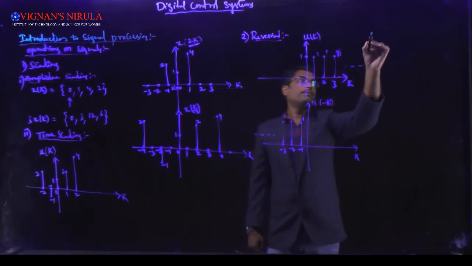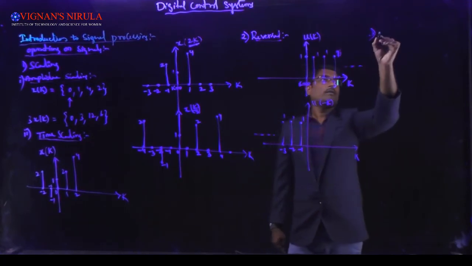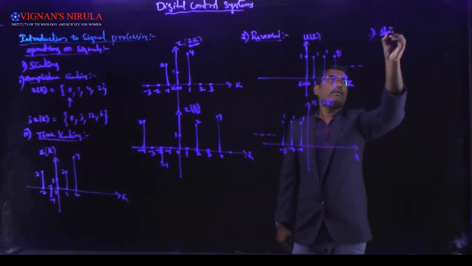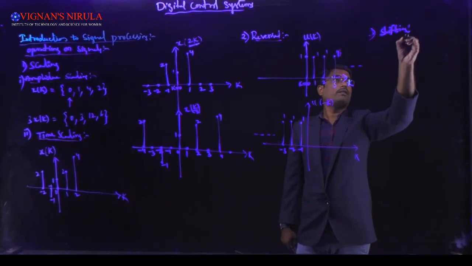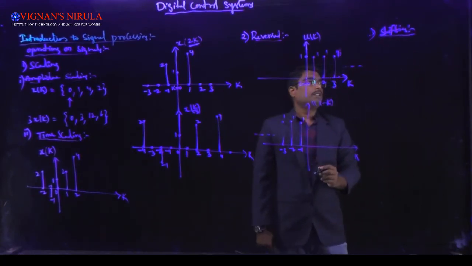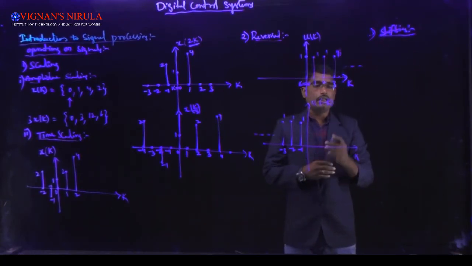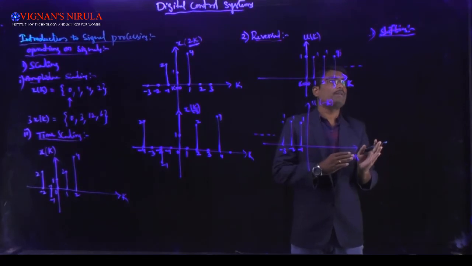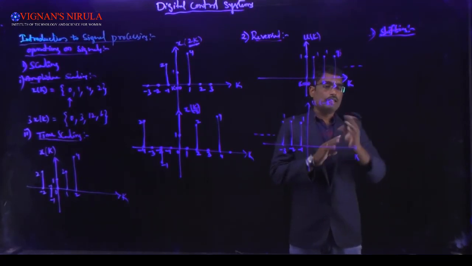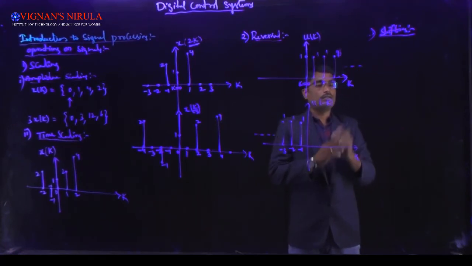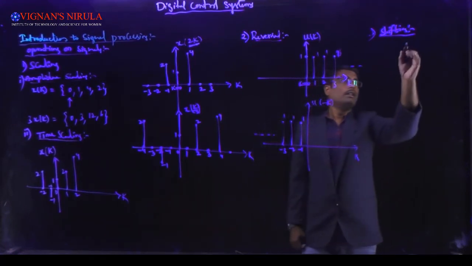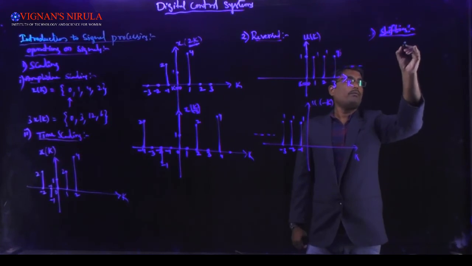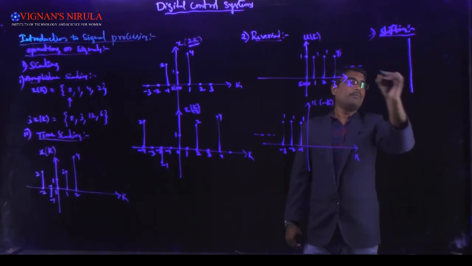Next, the last one, shifting. Shifting means simply delaying or advancing the signal. In case of shifting, you are simply moving the signal from one instant to another instant. That means in shifting there are two operations, delaying and advancing. Delaying means it will be delayed by some samples. Advancing means it will be advanced by some samples. See here. First I am taking the signal x of k.